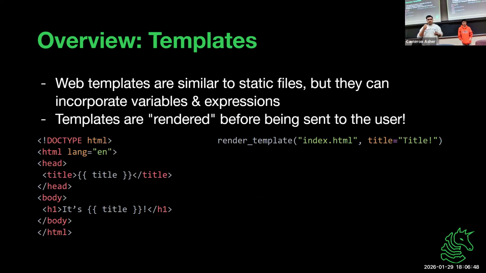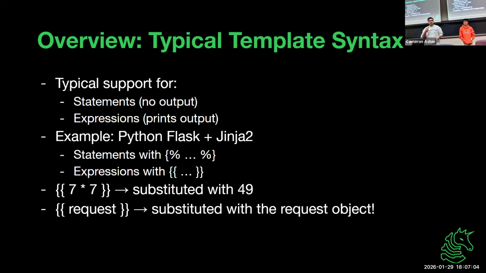So this one, I believe, is an example of Jinja templating, where you can put in 2 curly braces, and then you can start using Python expressions and variables. So that when the server renders it, it goes, okay, I recognize this as an expression. Let me put in what that value is on my side. Generally, there's support for statements and expressions. Again, the main example being Flask and Jinja.